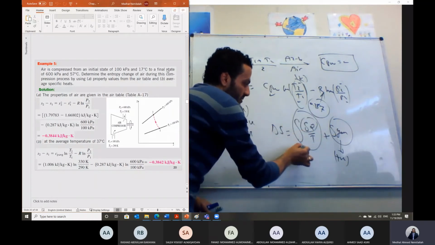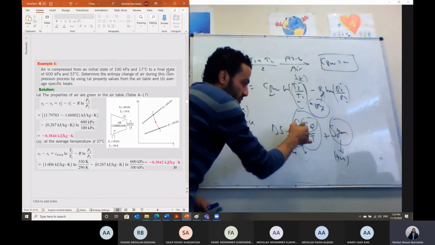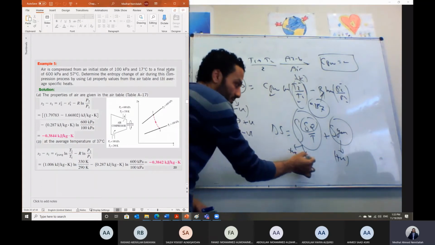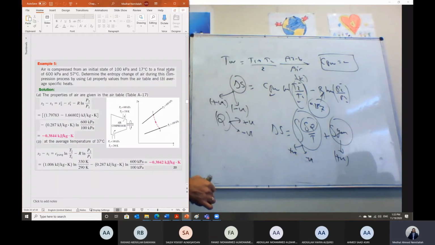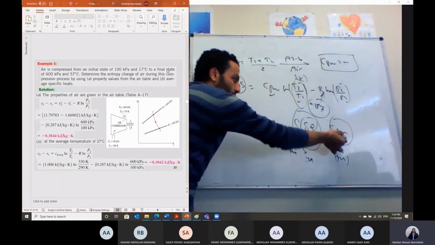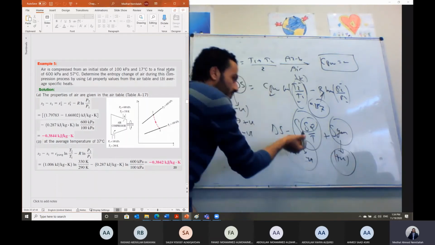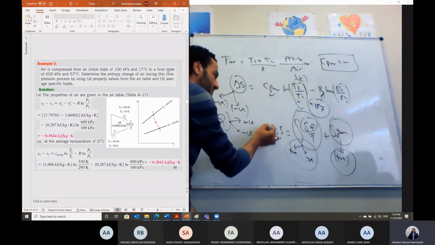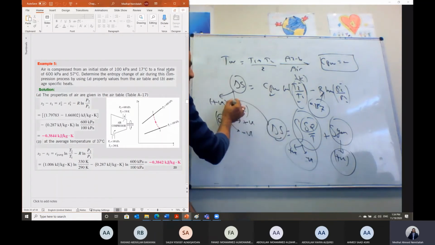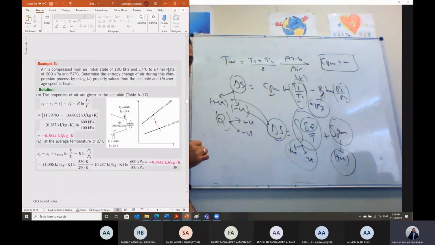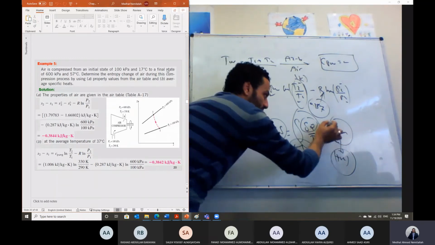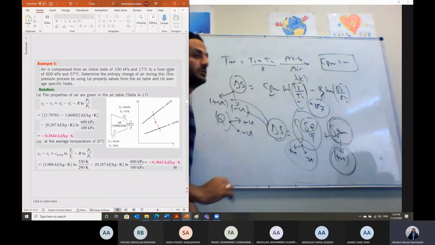But the heat transfer term may be positive or negative depending on the direction of the heat transfer. If heat is added, it is positive. If it is rejected, it is negative. So that means we have two terms: one always positive, but this one may be positive or negative. So delta S, in this case, may be either positive or negative. But entropy generation is always a positive value.